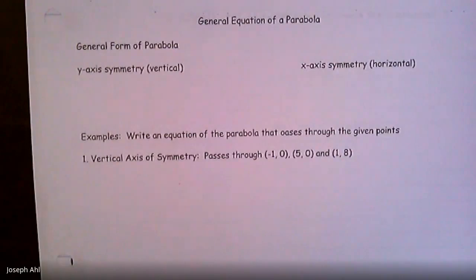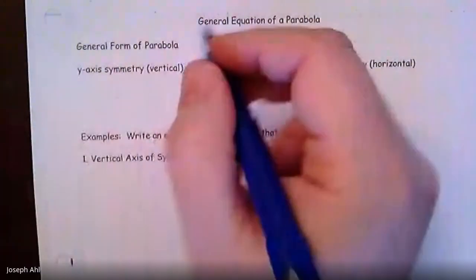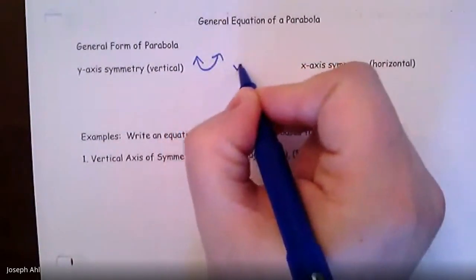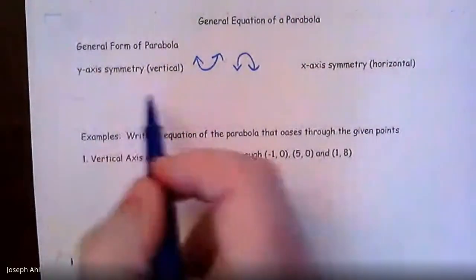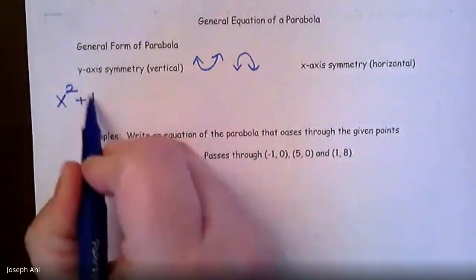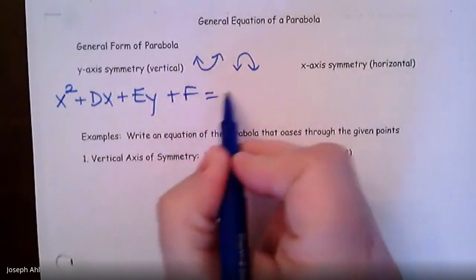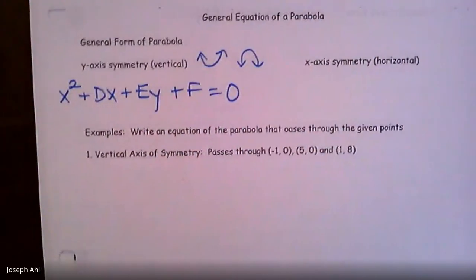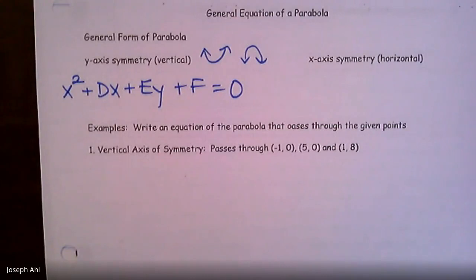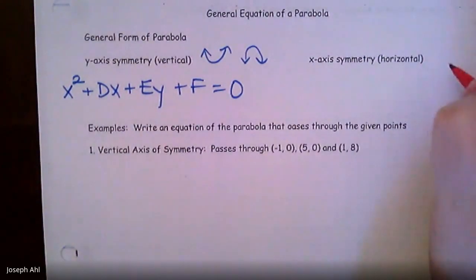So what we're going to now look at is if it's a vertical parabola, it's going to be something like this or something like this. So that's going to be an x squared equation. What we're going to see is it's going to be x squared plus dx plus ey plus f equals 0. Okay, that's the general form for a vertical parabola. And if that looks or sounds familiar, it's because it's almost the same as the general form of a circle. Maybe you know what's missing.